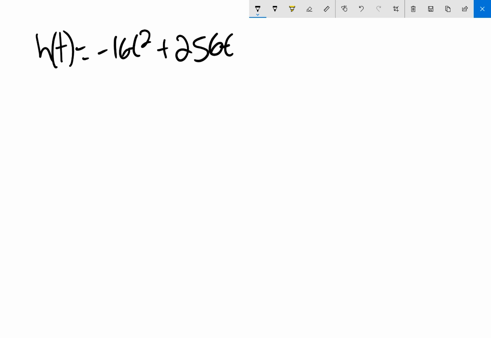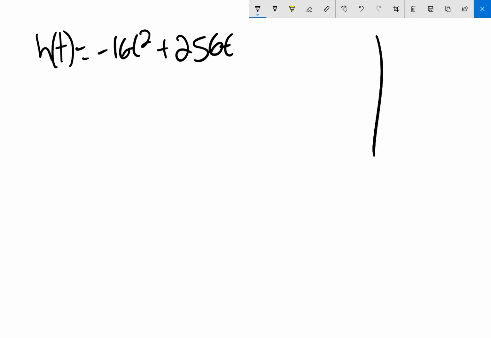All right, we're almost done. Now solving word problems. So a toy rocket was launched into the air from the ground. The equation h of t equals negative 16t squared plus 256t models the height of the rocket after t seconds. So how long is the rocket in the air?